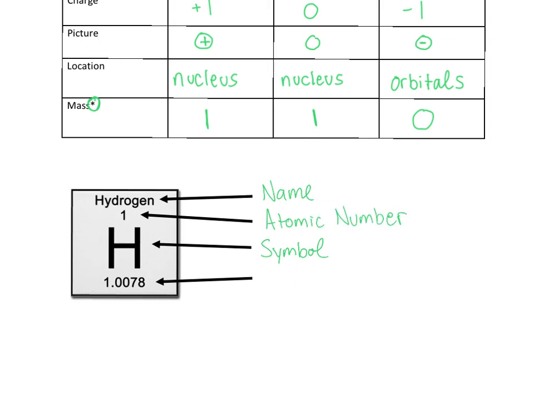And the formal definition of that is yet to come. This last number down here, and this number will always usually be some sort of decimal, okay? And that's how you distinguish between the atomic number and this number, and it's called the atomic mass, okay? So that number, the 1.0078, is our atomic mass.